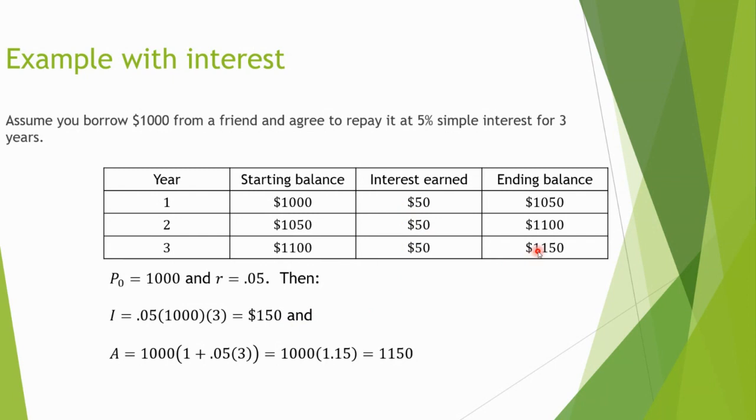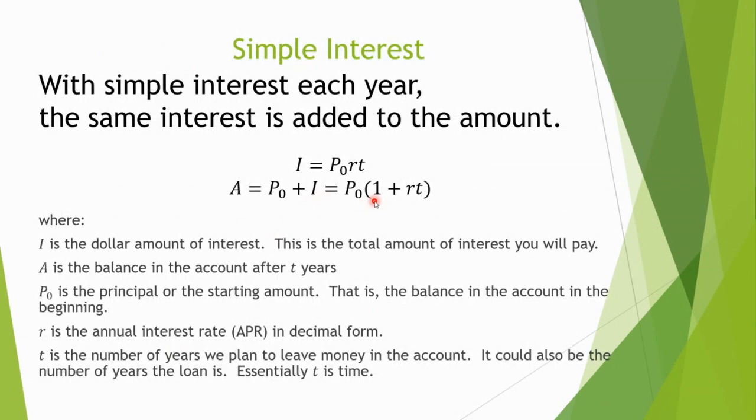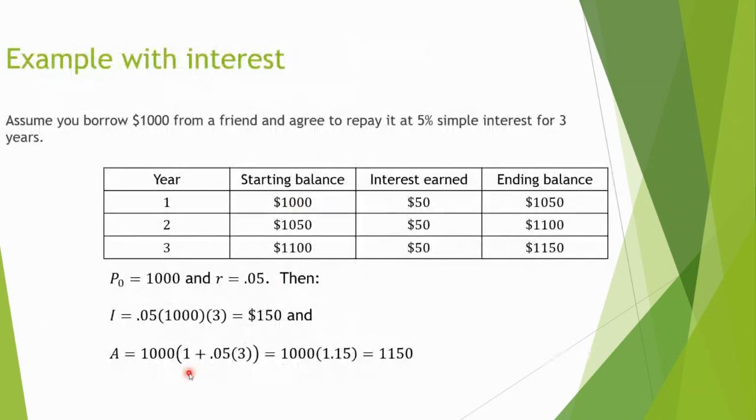Then to get the ending balance, or the balance at the end of 3 years, which for us is how much we owe our friend, we're using this formula. We're essentially adding interest to the principal. In other words, we have $1,000 times 1 plus R times T. In other words, we have this. And in the end, we have $1,150.